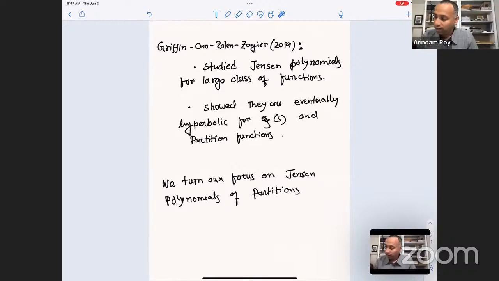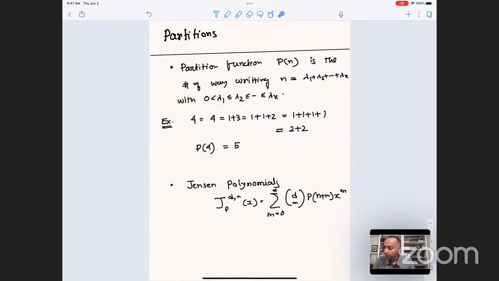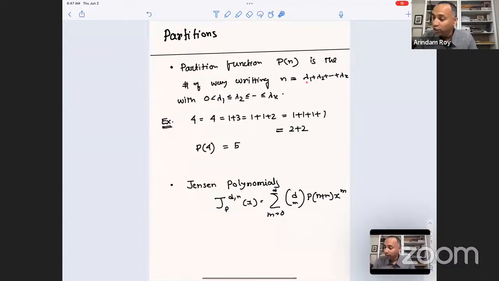Okay, so next we'll talk about partitions, and I'm pretty sure there are experts in the audience who know way better than I about those things. The definition of a partition is a way of representing n as a sum of positive integers. You want to see how you can write n as a sum of lambda 1, lambda 2, ..., lambda k, with the fact that they are monotonically increasing. None of them is 0, and each lambda is called a part of that particular partition, and the number of ways of writing that is the number of partitions of n.